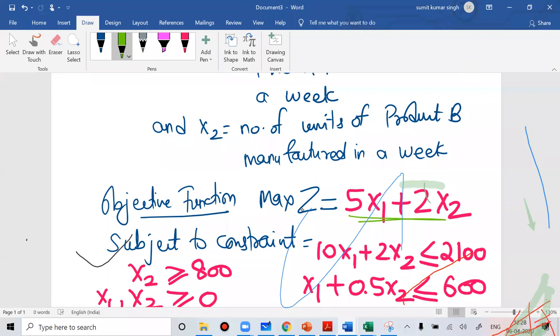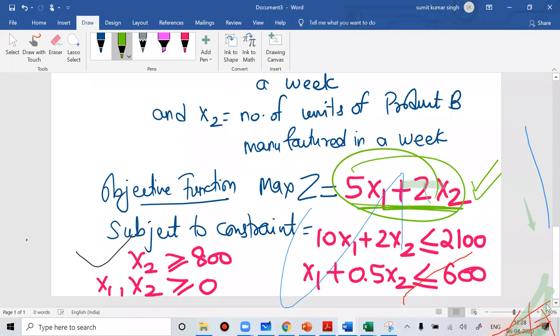Now, you maximize the profit. On one unit of A, you are getting 5 rupees profit. On one unit of B, you're getting 2 rupees profit. So if you make x1 units of A and x2 units of B, that is the maximum profit you can make. Now, in order to get this much profit, you have a constraint. What is your constraint?